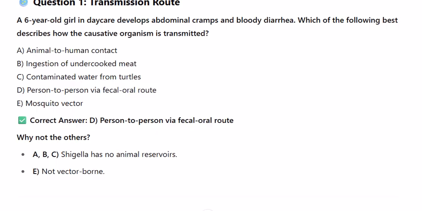Person to person via fecal-oral route. Why not the others? A. B. Shigella has no animal reservoirs. E. Not vector-borne.